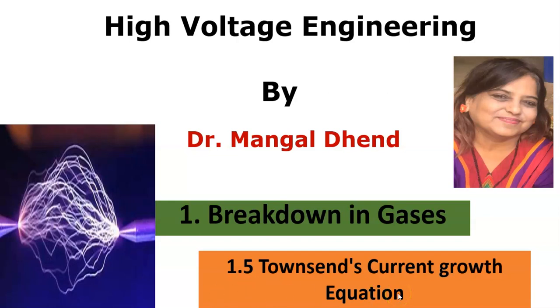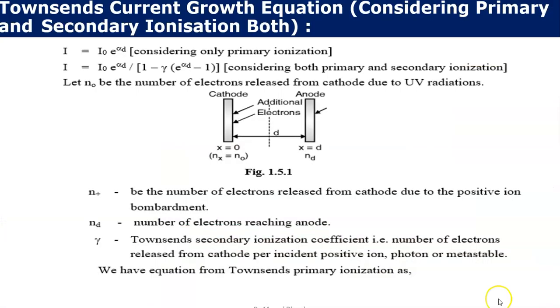So let us see now Townsend's current growth equation considering primary and secondary ionization. In the earlier part we discussed Townsend's current growth equation considering only primary ionization. If we consider only primary ionization, that means we are just considering the initial electrons near the cathode, and then the number of collisions will be there with gas molecules only, and electrons will be liberated from the gas molecules only.